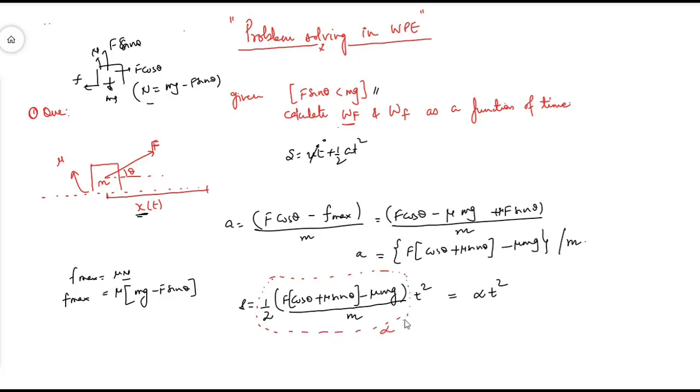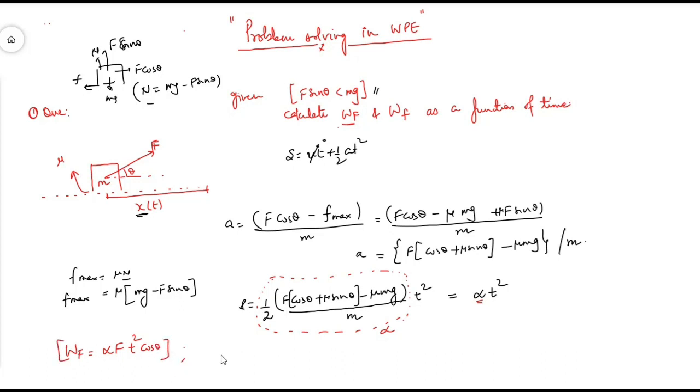In the general case the values of these forces F, theta and nu will be given, so it will be very easy to calculate this alpha. Just to save some time, I'm going to call this whole thing alpha. Now the work done by F is going to be F dot ds, so F into this displacement into cos theta, so it's going to be F alpha t square cos theta.